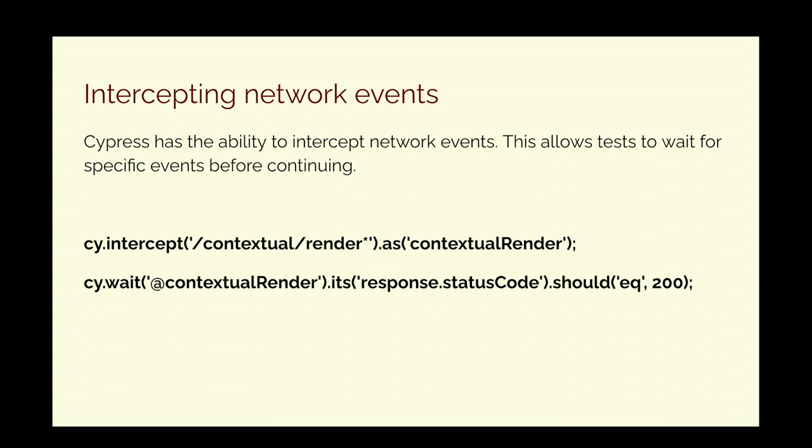You can intercept any calls to a certain endpoint with this intercept method. You can pass in glob patterns if you want to match multiple things, and it will save it as what they call an alias. I won't get too far into it, but it's a structure you use instead of assigning something to a variable. You access it with the at symbol in the next line. So you can tell it to wait for that event to happen, and this code is checking to see if that event happens. We want the response code to be a 200, a successful call, before we move on. That's half of the problem.